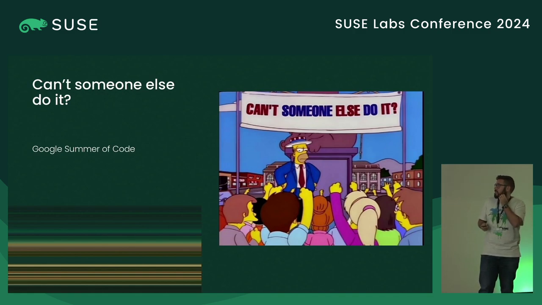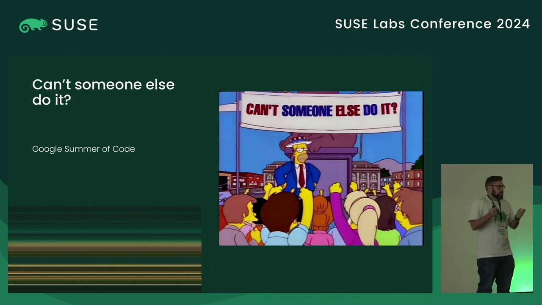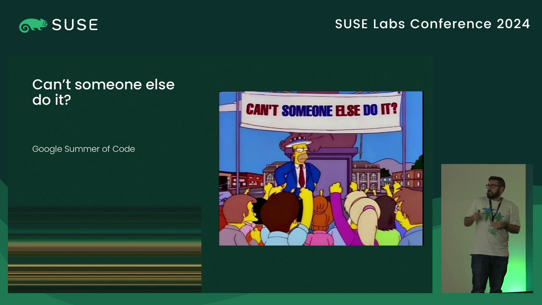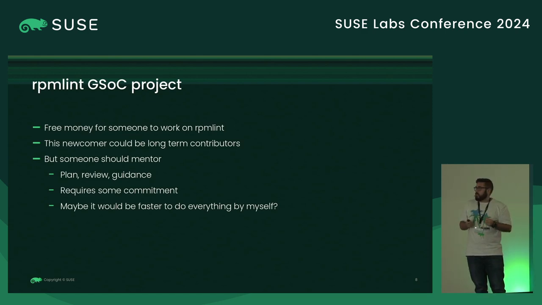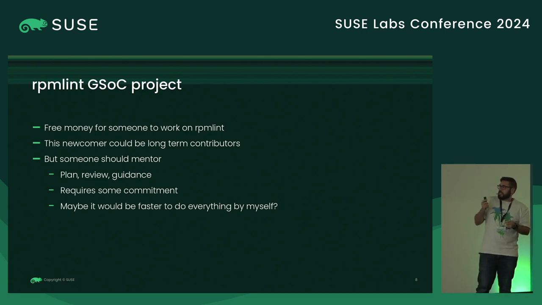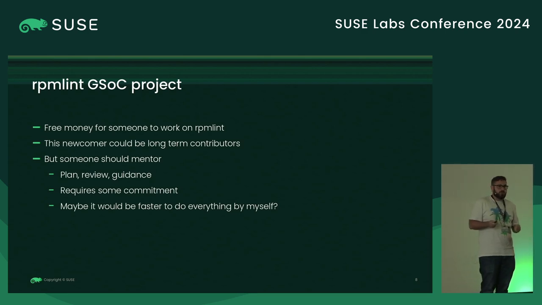That could be nice. So we can think about the Google Summer of Code as the best thing, because maybe someone could do this for me. That could be great. But as you know, it's not as easy as it looks. So yeah, we have the free money from Summer of Code from Google. Google is paying someone to work on your stuff or your project. So it's nice. If there is money, there will be people wanting to do this.